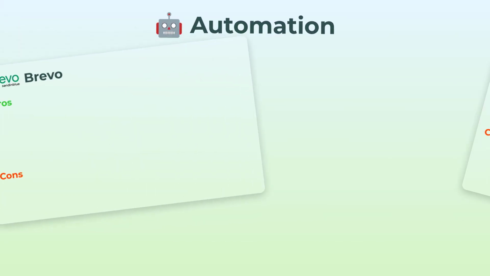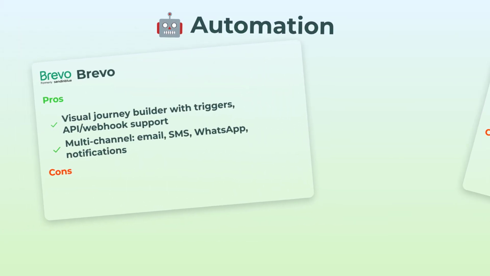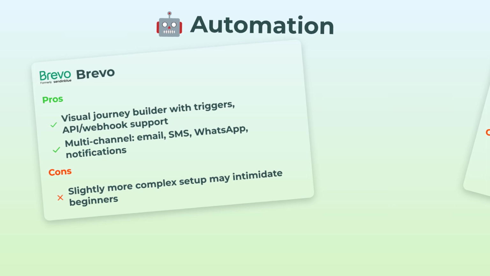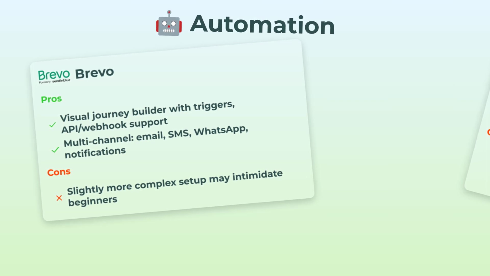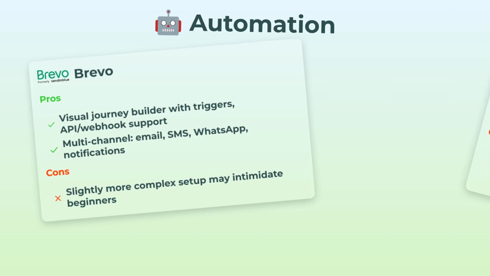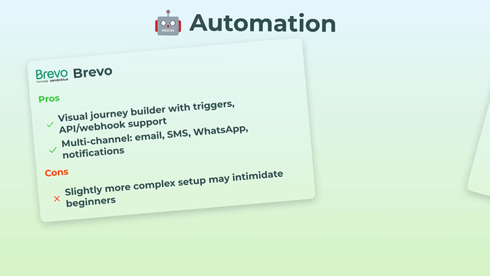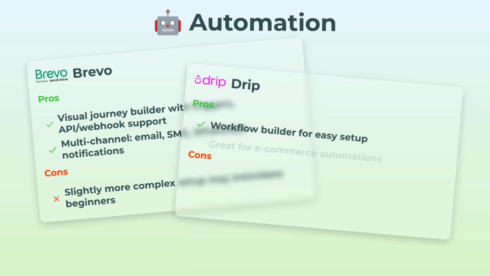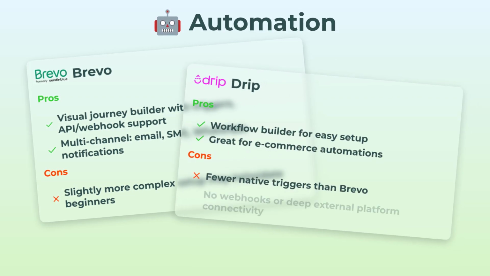All right, on to automation. And honestly, this is where Brevo starts flexing its muscles a bit. Their visual journey builder is super powerful. Triggers galore, plus API and webhook magic if you're techie. Also, we're not just stuck with email. Brevo lets you automate SMS, WhatsApp, even notifications. The flip side, beginners might be like, whoa, too much. So yeah, setup can feel a tad intimidating.